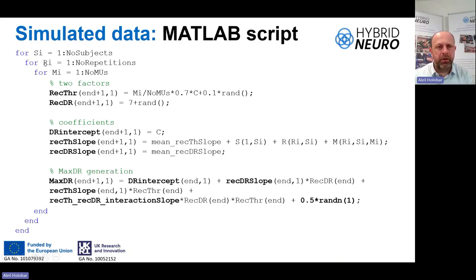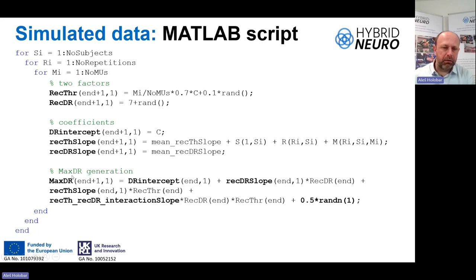Basically, for each simulated subject, for each simulated repetition of the contraction, for each simulated motor unit, you calculate the recruitment threshold, you calculate the recruitment discharge rate, you set the intercept of the model, you set the slope, which is formed from the fixed factor and three random factors, you determine the slope of the recruitment discharge rate factor, which doesn't have random factors in this synthetic case. We did want to complicate the model a bit, but not too much. So we only considered the random effects tackling the slope of the recruitment threshold, but not the slope of the recruitment discharge rate.